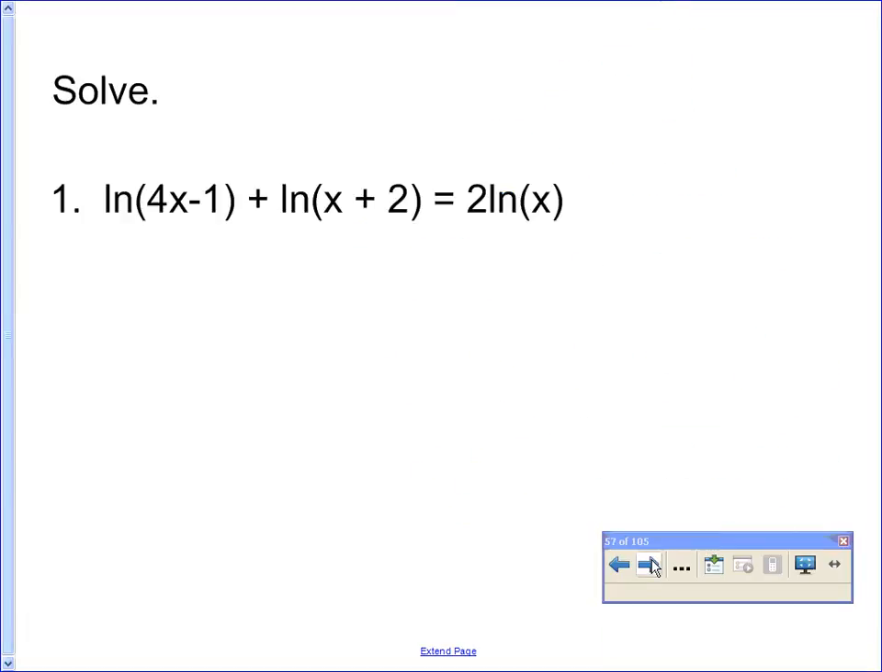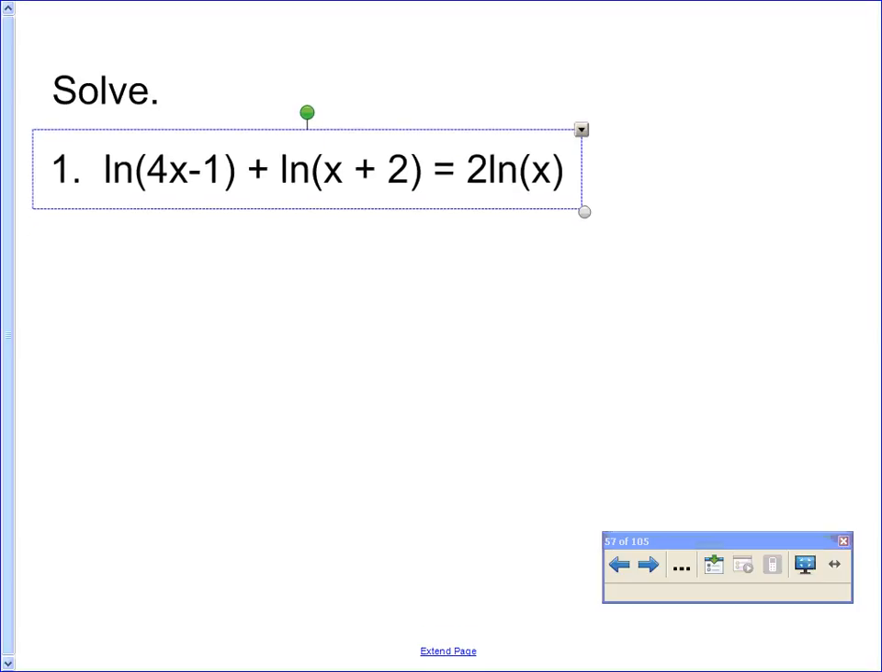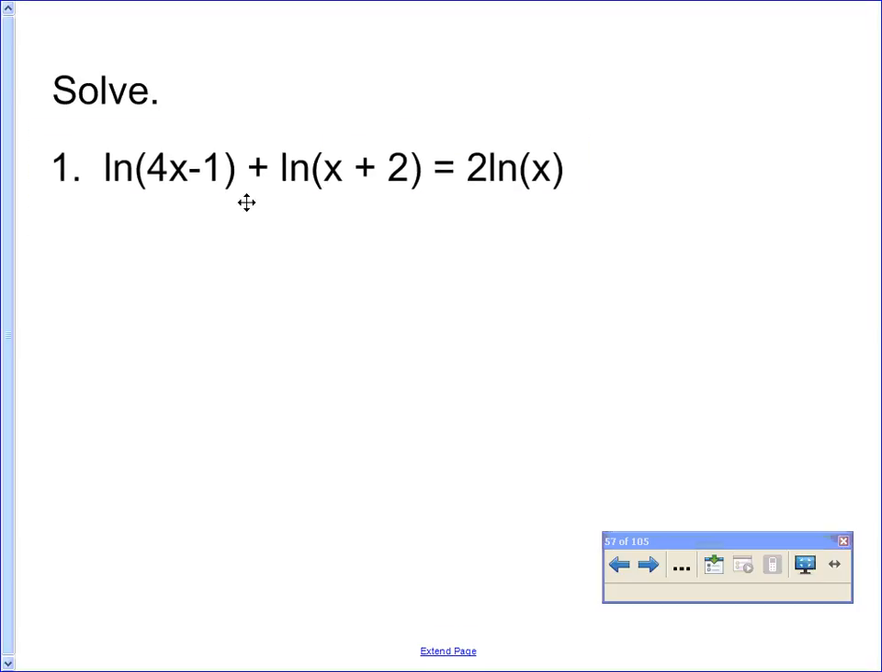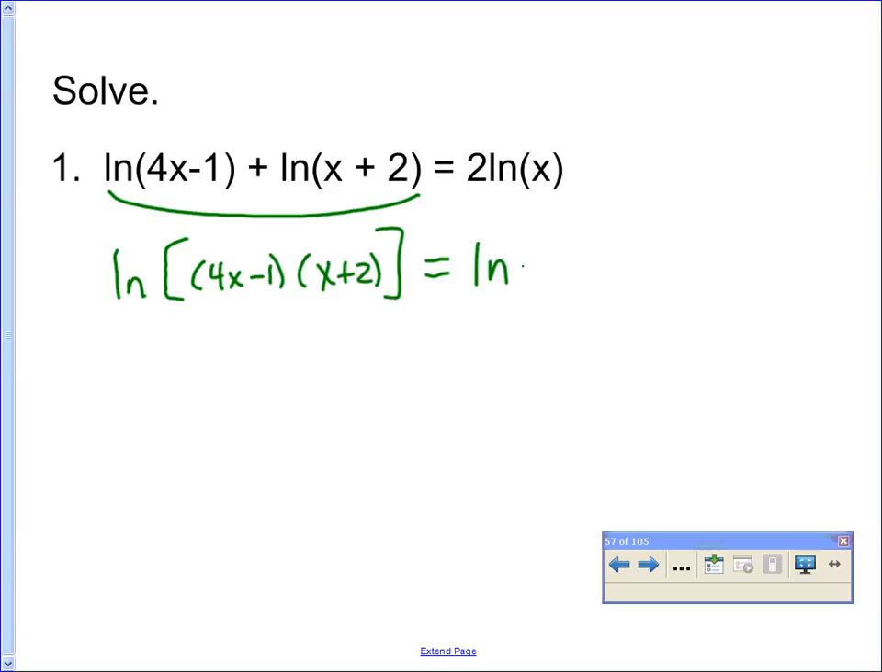Next problem, not a word problem, but it is going to require a significant amount of work here. We're trying to solve for x. And if we're trying to solve for x, then what we want to do is try to get each side to a single logarithm so that we can eliminate those logarithms, okay? So in this one, I've got the sum of two logarithms, which means that I can rewrite it as the natural log of 4x minus 1 times x plus 2 equals, and I'm going to write the natural log of x squared here.